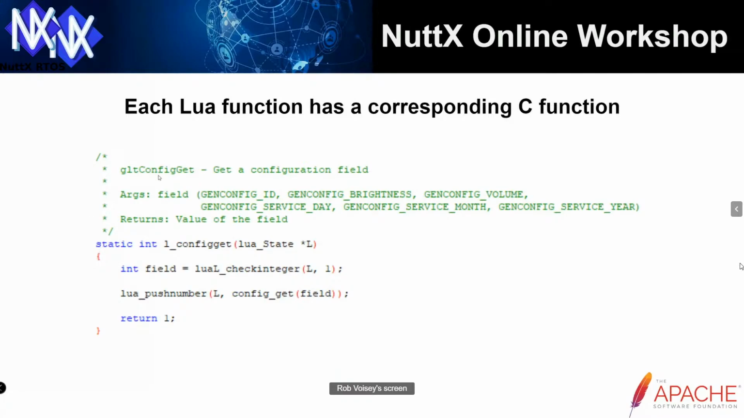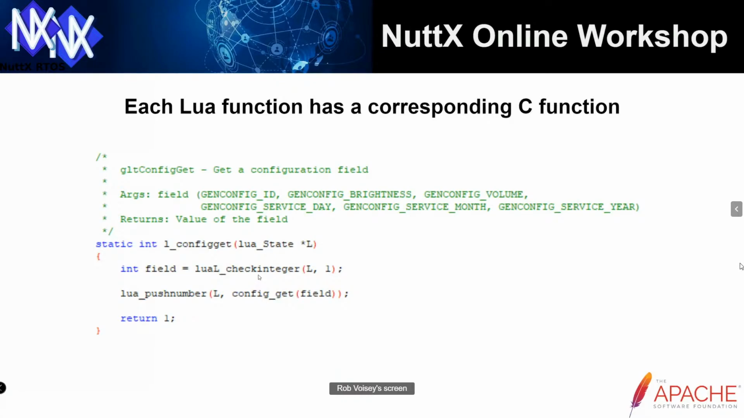So the Lua call is GLT gets a configuration field, and it takes one argument, which is field. It's an integer, but usually you would pass one of these constants that's been defined previously, and it returns the value of that field. So the C function itself receives a pointer to the Lua context that is executing time, and when it enters, any argument passed into the function will have been pushed onto the stack.